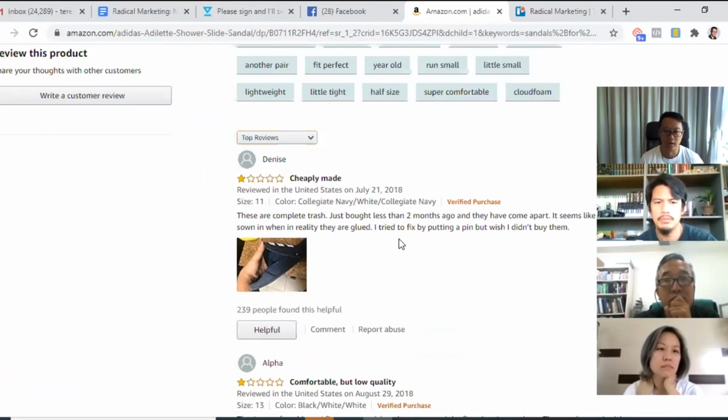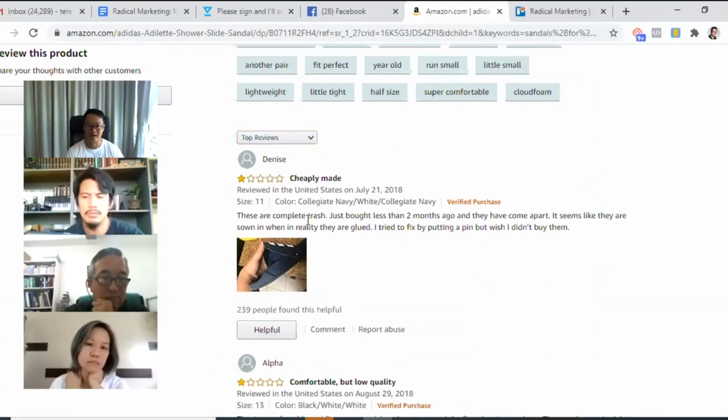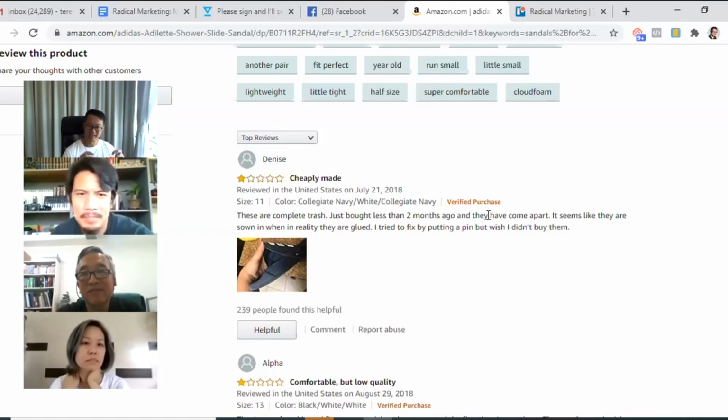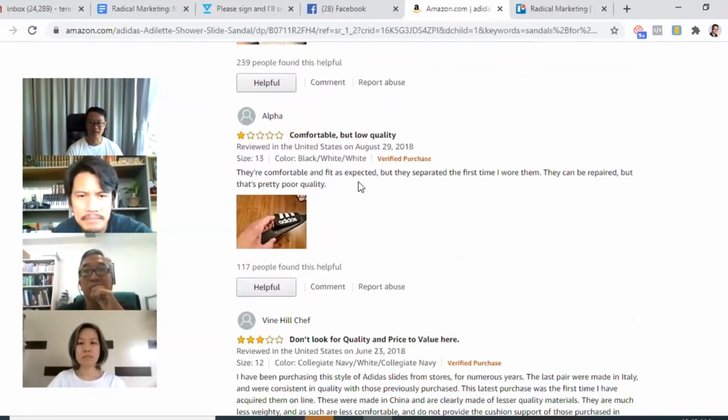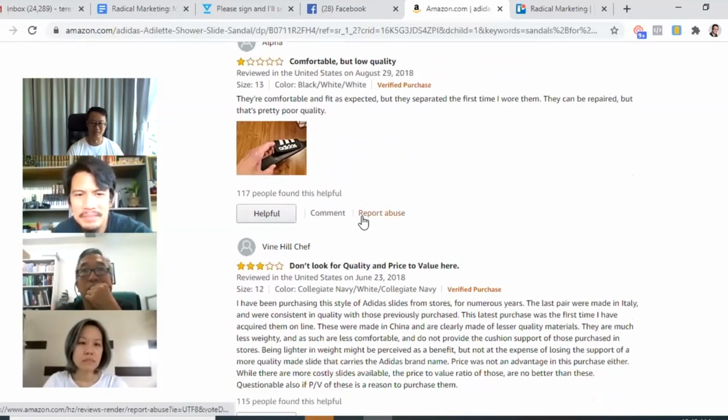These are complete trash: just bought 2 months ago and they have come apart. So much like what I said just now. If you have a guarantee that says, unlike others, our sandals are guaranteed 90 days, they will not come apart, you've got these people already. Let me see what else. Comfortable, but they separated the first time I wore them. They can be repaired, but that's pretty poor quality. Once again, that is also one of the things.